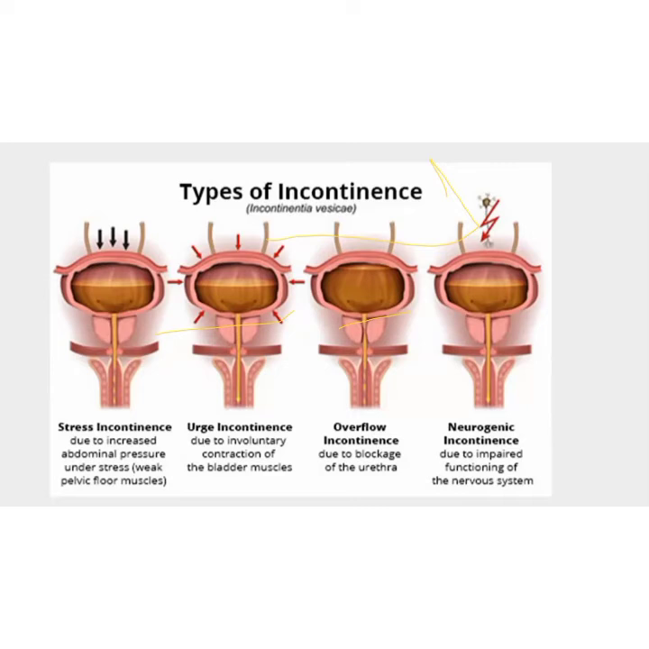And urge incontinence is due to involuntary contraction of the bladder muscles. And overflow incontinence may happen in case of blockage of the prostatic part of the urethra. Sometimes even with prostate enlargement, the urethra becomes blocked, which causes incontinence. And neurogenic incontinence is due to impaired functioning of the nervous system. So in conditions such as any trauma or injuries, we can have neurogenic incontinence.